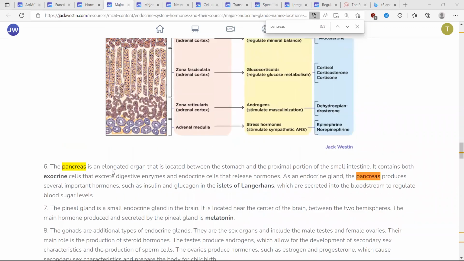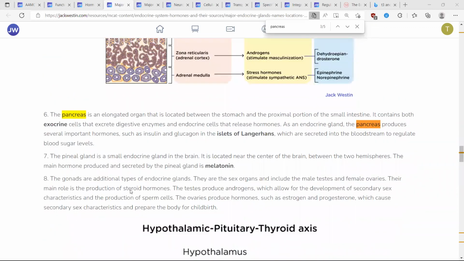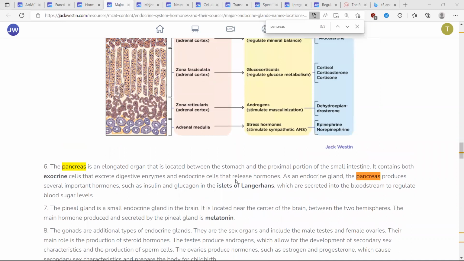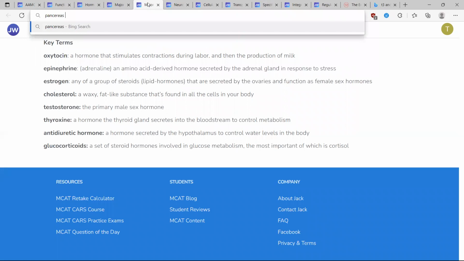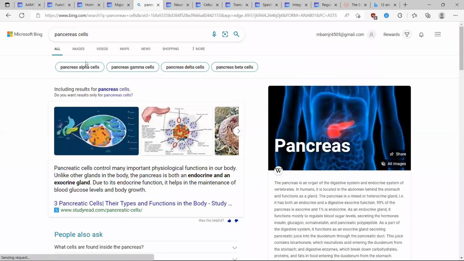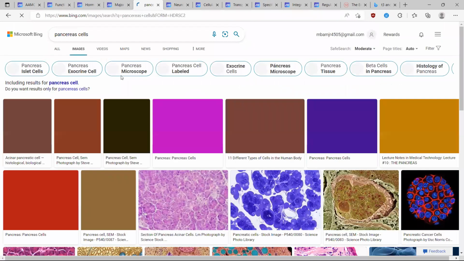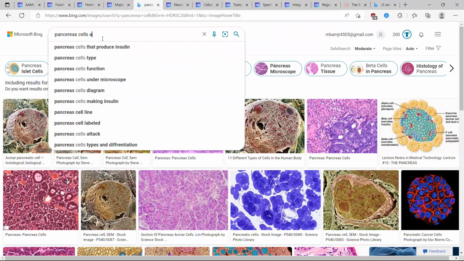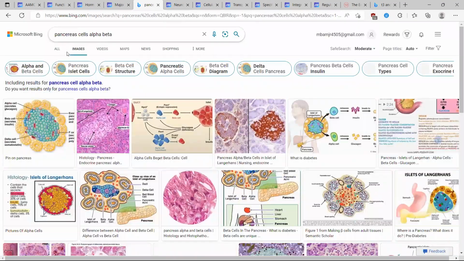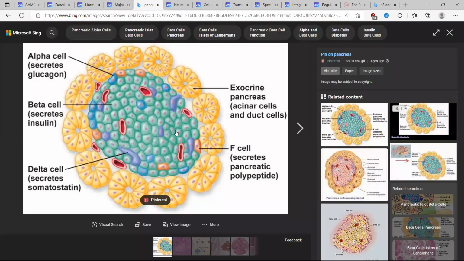The pancreas, I need a picture of the pancreas to show you the different cells. The pancreas has alpha, beta, and delta cells. The alpha cells secrete glucagon, the beta cells secrete insulin, and the delta cells secrete somatostatin, but we'll get to that later. The main things are glucagon and insulin.